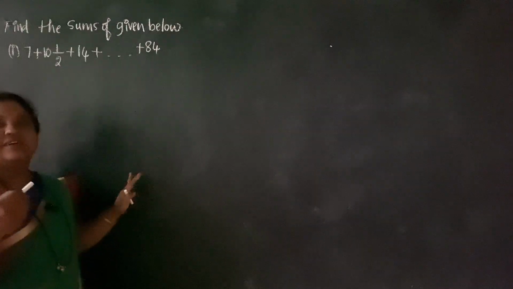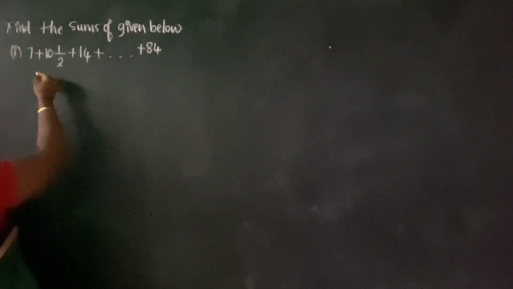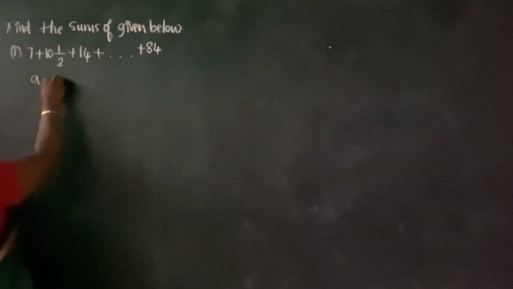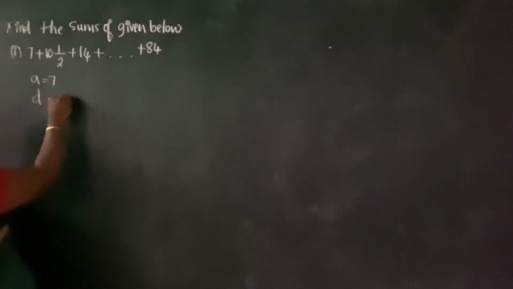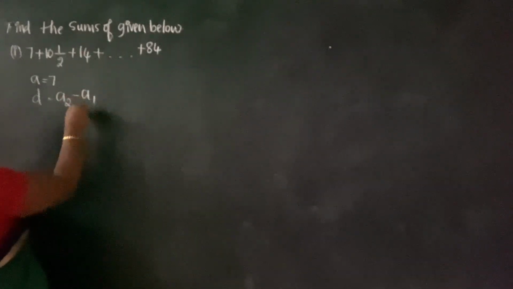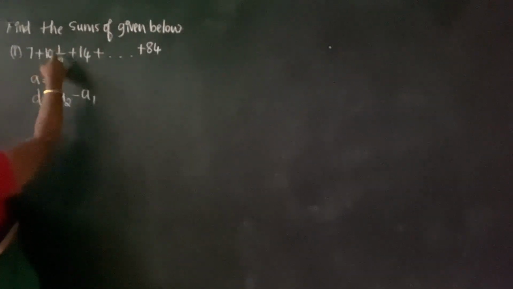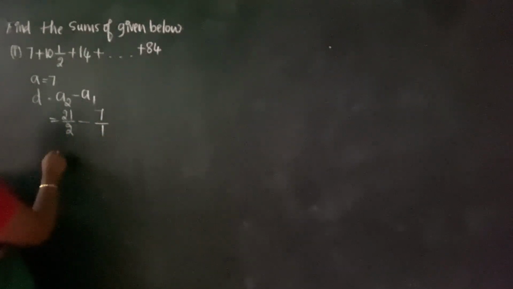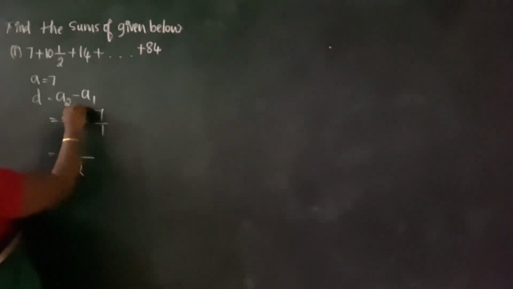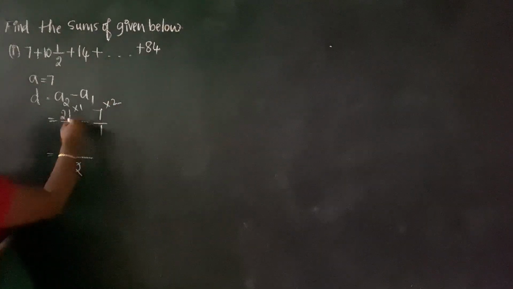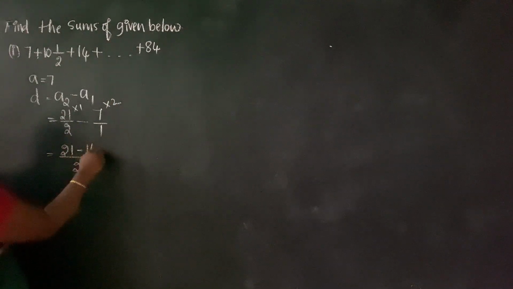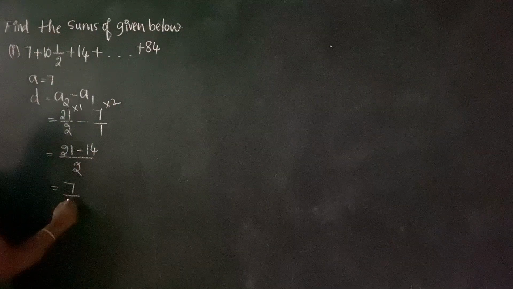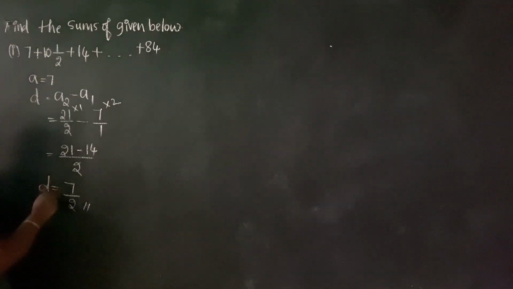I'll take the n value first. How to take the n value? By the an formula. You know that a is already provided. A is equal to how much? 7. And d, let me calculate the d value, that is a2 minus a1. See, 2 tens are 20 plus 1, 21 by 2 minus 7. So the LCM is also 2. 7 twos are 14. That is equal to how much, dears? D value is equal to 7 by 2.